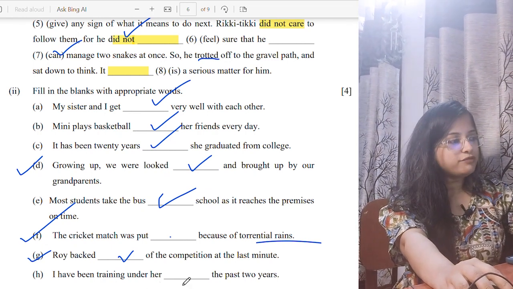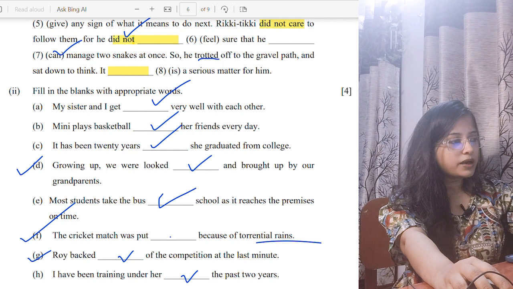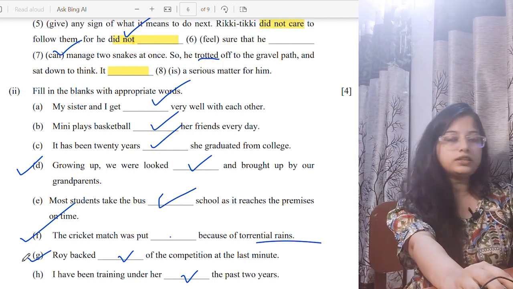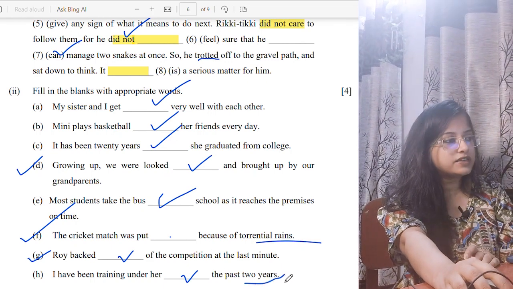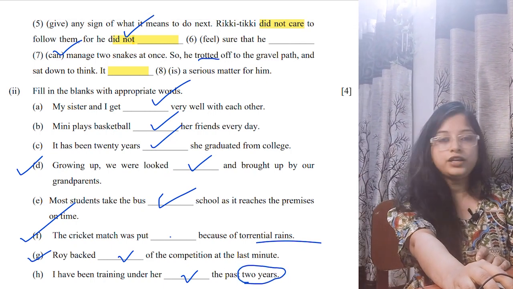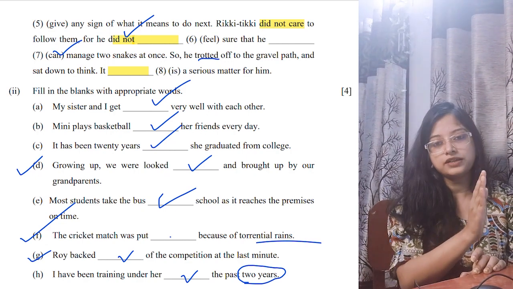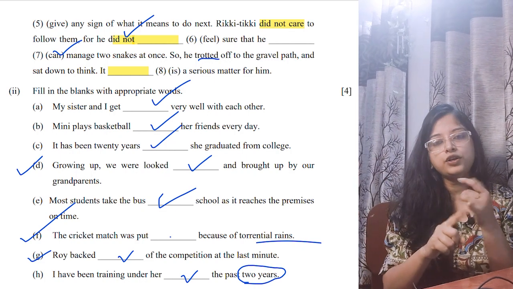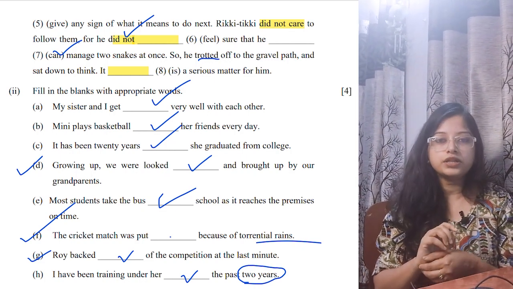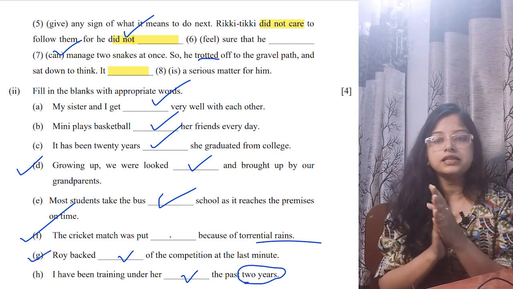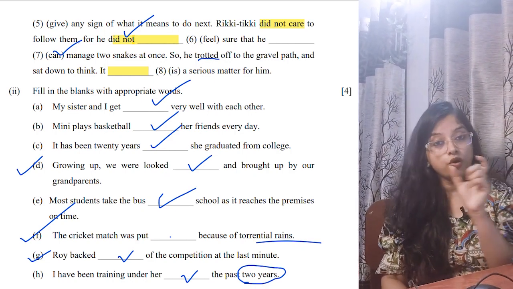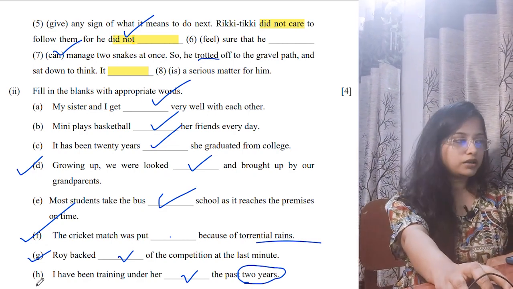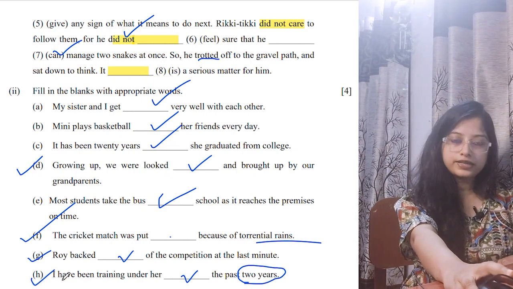Next, number 8. I have been training under her dash the past 2 years. This is not a phrasal verb, this is a normal preposition. Under her for the past 2 years. Time. If it was given dash 1992, it would be since, because 1992 it started, it is still continuing, that is since. But if I say for 5 years, 1992 till now you calculate, it is around 31 years. So you say for 31 years, and since 1992, right? So don't make this mistake, this is very common in your exams.